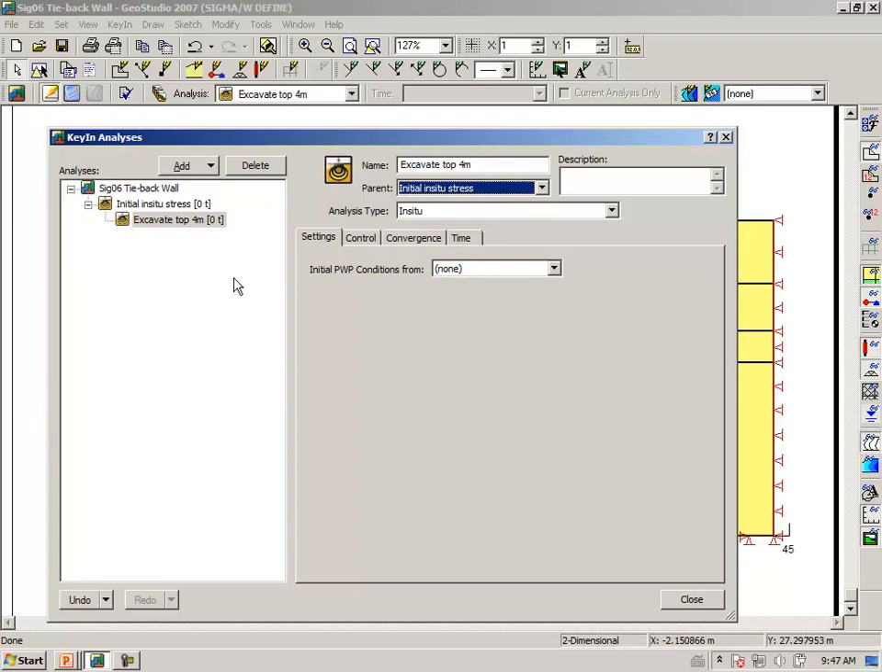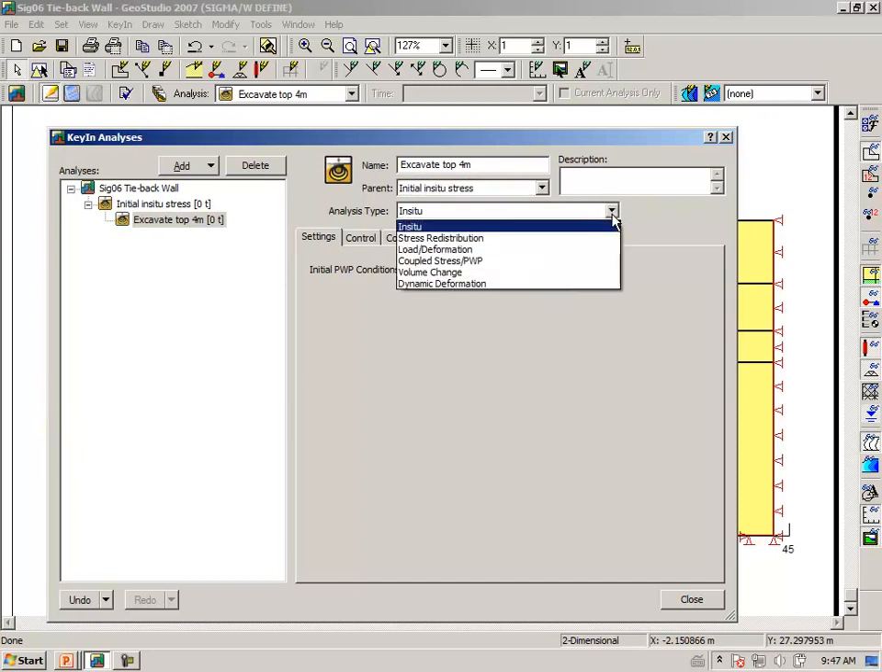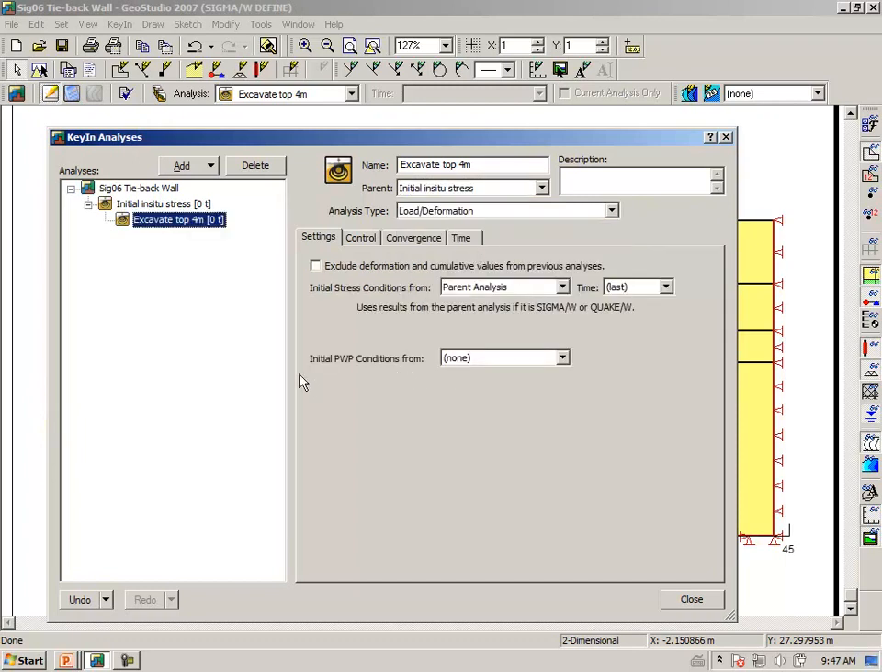And we are going to do a load deformation type of analysis. To keep the problem manageable for this illustrative case, we are not dealing with any pore water pressures, and that is why we use total stress parameters. However, we are going to get our initial stresses from the parent.